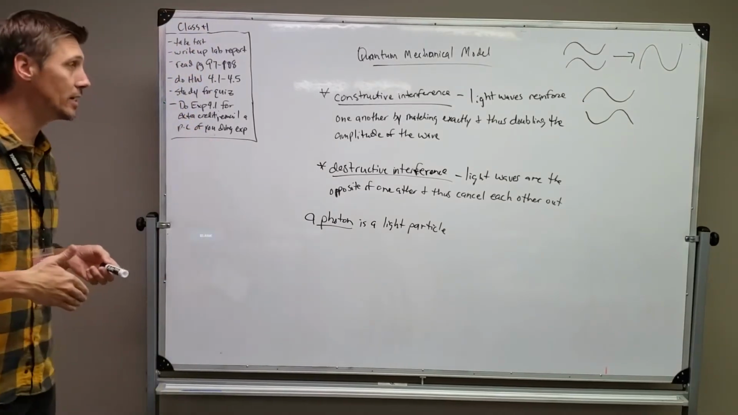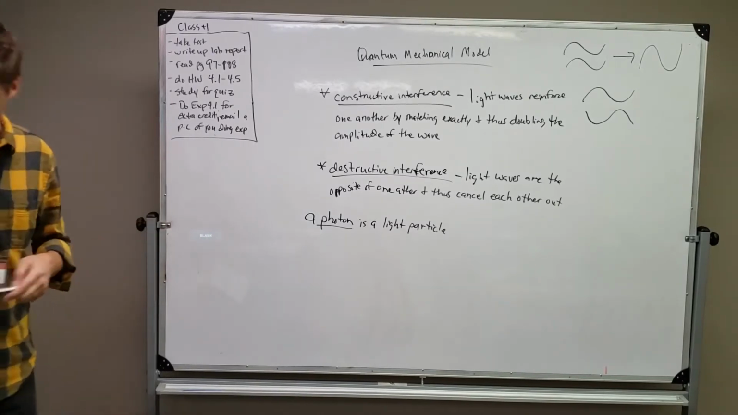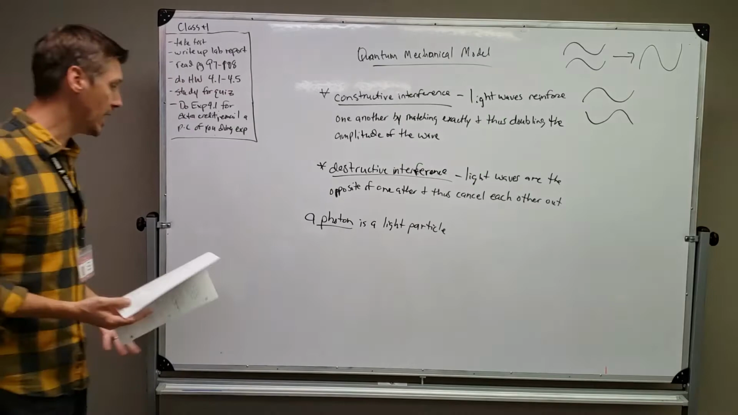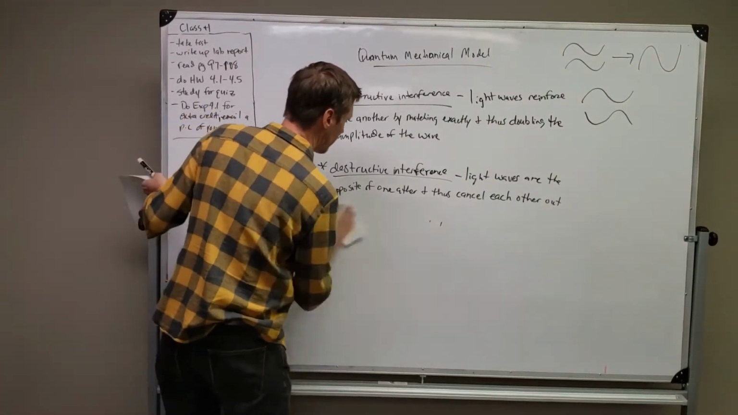It was this idea of electrons behaving like a wave and also behaving like a particle that led Schrödinger to come up with this quantum mechanical model of an atom. All right, so let me give you a definition of the quantum mechanical model.